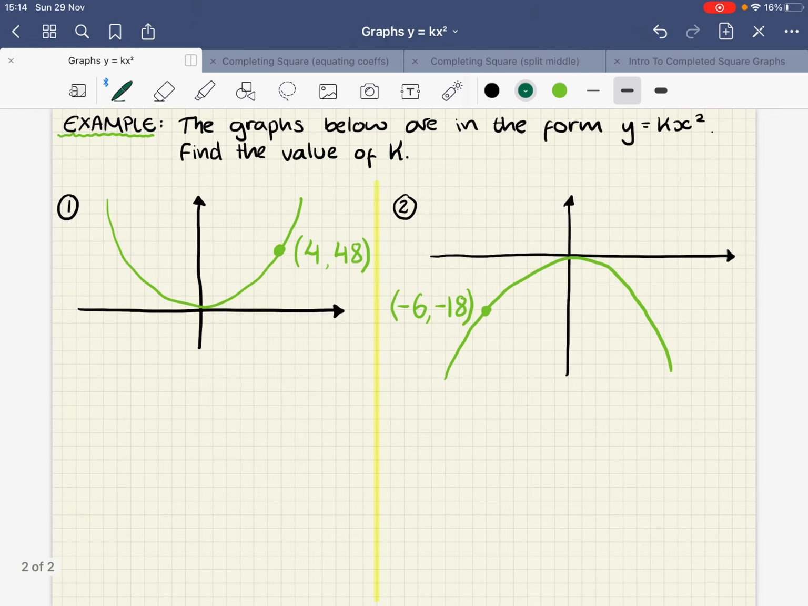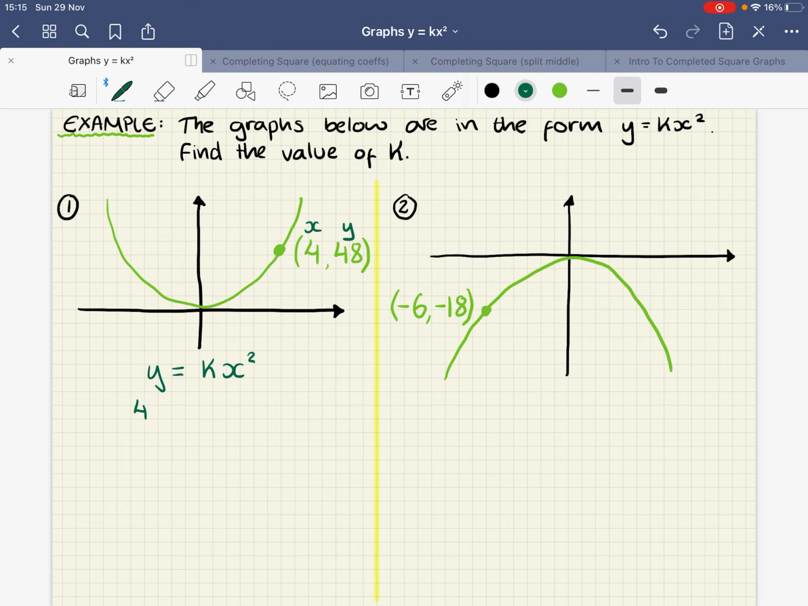So a lot of the time we'll be given a set of coordinates and then we'll be asked to find the value of k. So let's look at these two examples here. So this first one, we've got this point of 4, 48. So I'm going to use my formula that we are given, that y equals kx². An important thing to always remember is when you've got coordinates, I am given an x coordinate and I'm given a y coordinate. So in order to find k, I just need to substitute those values into my equation.